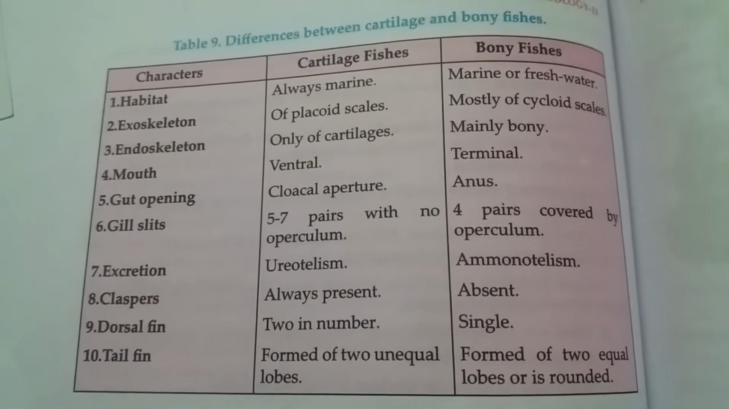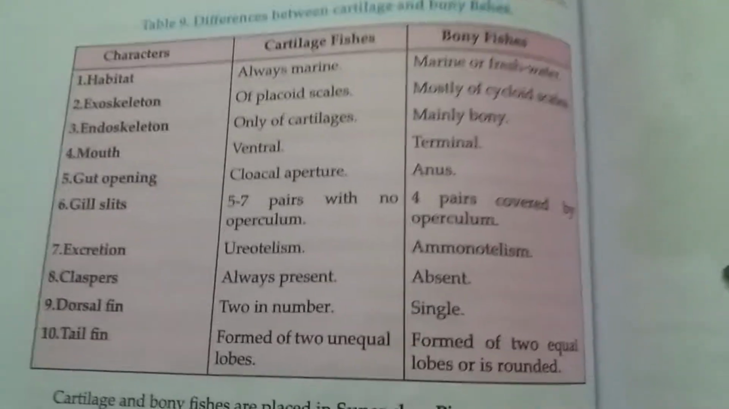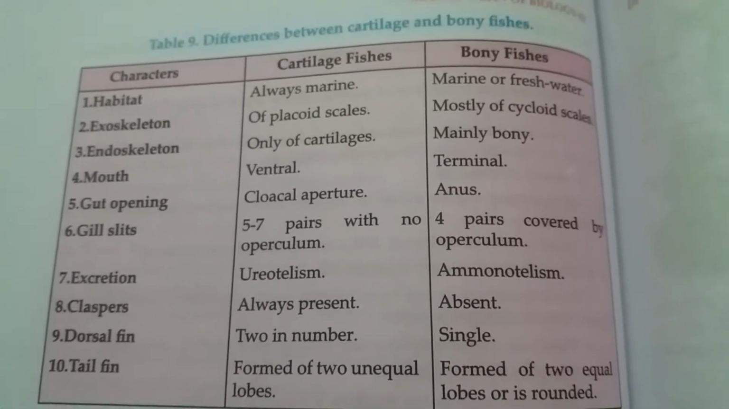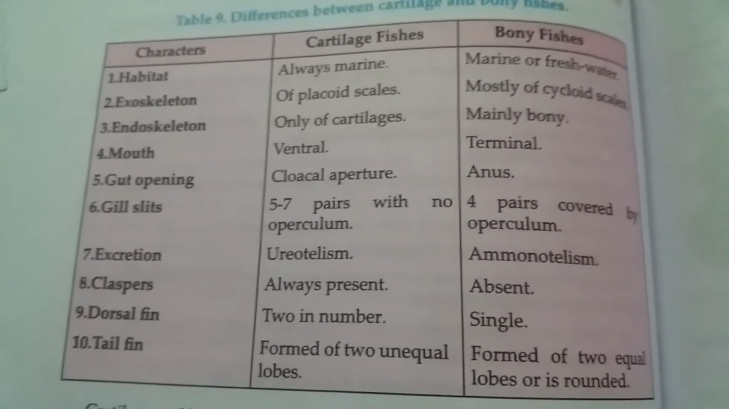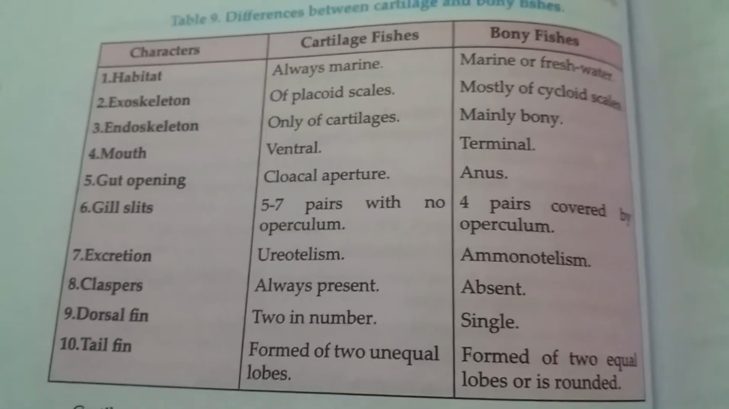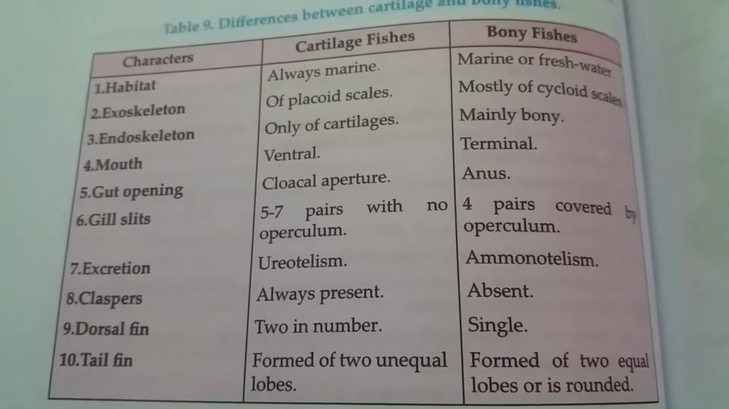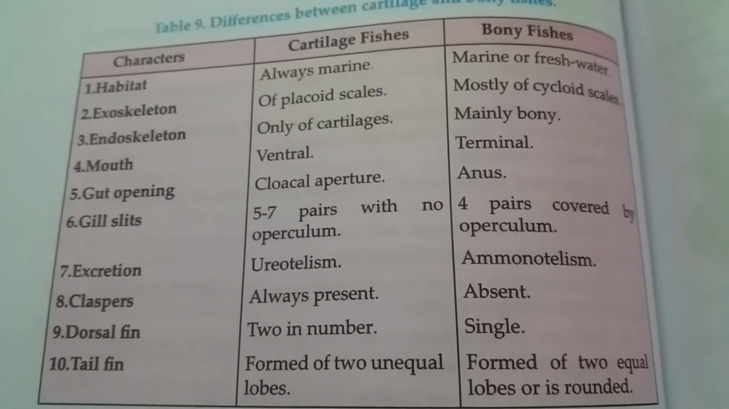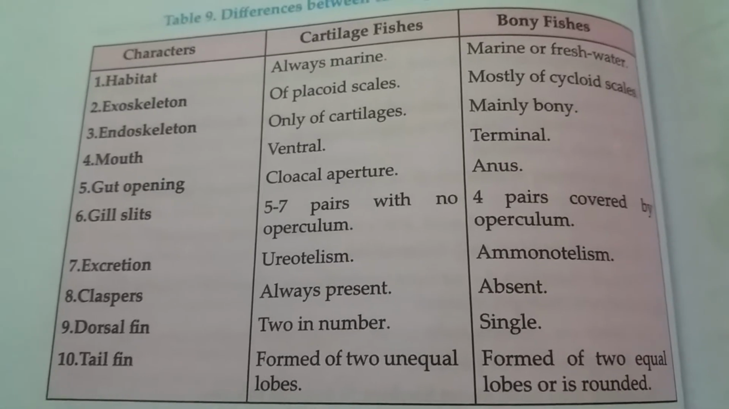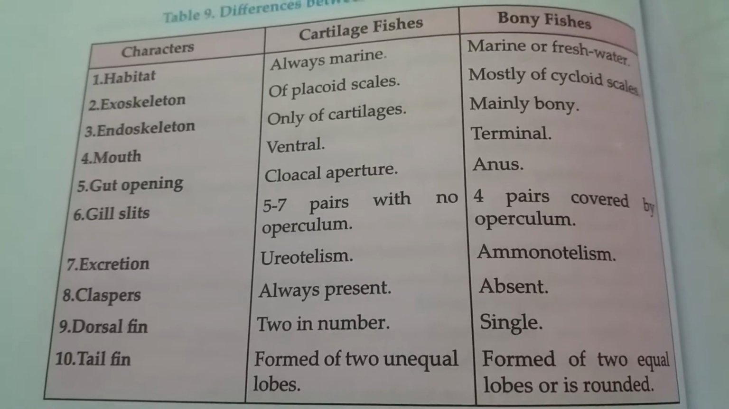Hello students, we have studied the subphylum Vertebrata and we have done its two classes, class Osteichthyes and class Chondrichthyes. Now here is the difference between these two. First one is its habitat. Cartilaginous fishes are marine while bony fishes are both marine as well as freshwater. In cartilaginous fishes there are placoid scales present, while in bony fishes there are cycloid scales.